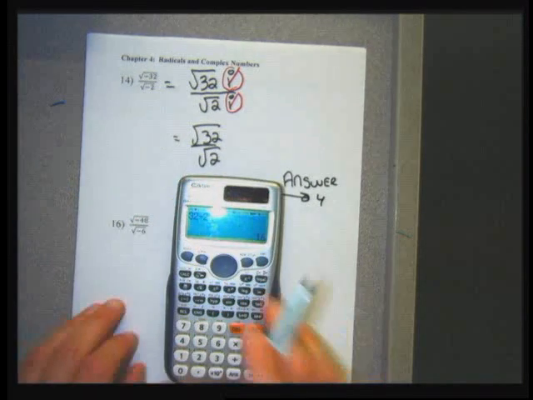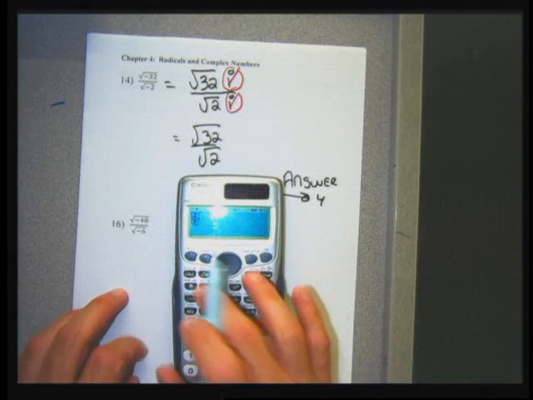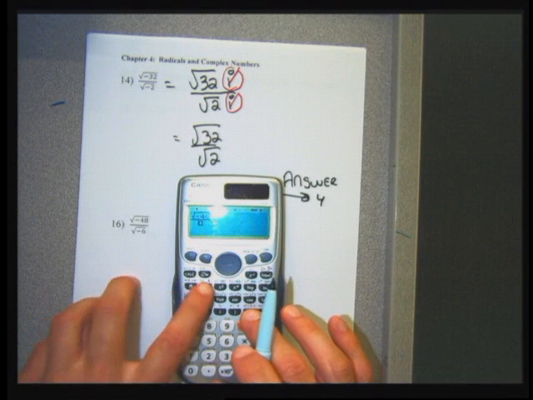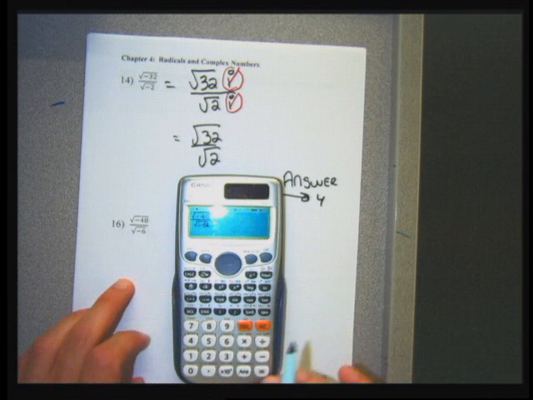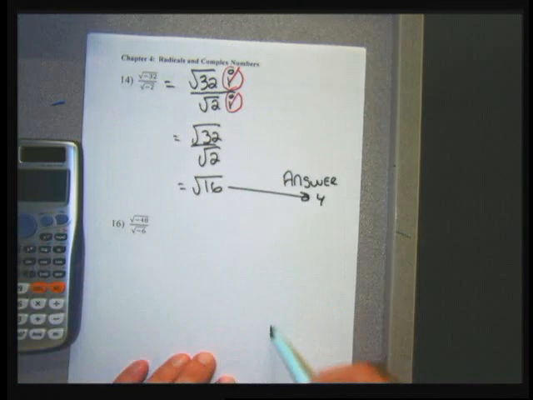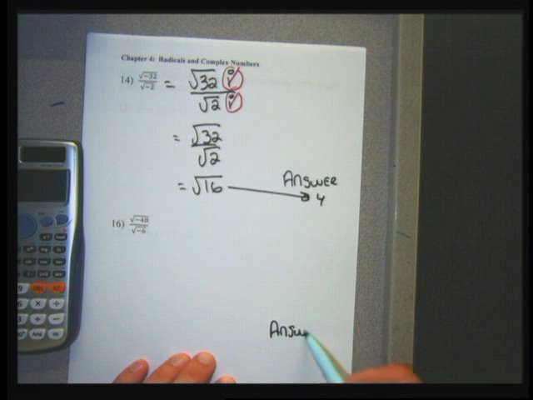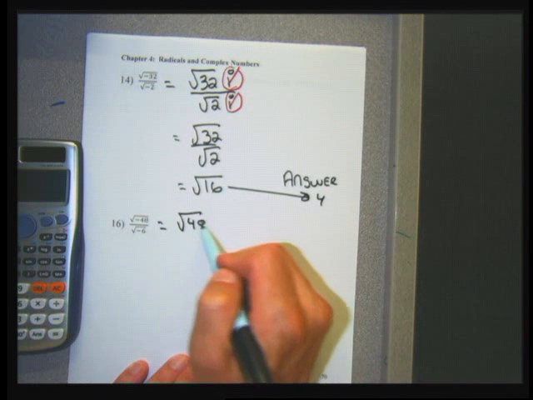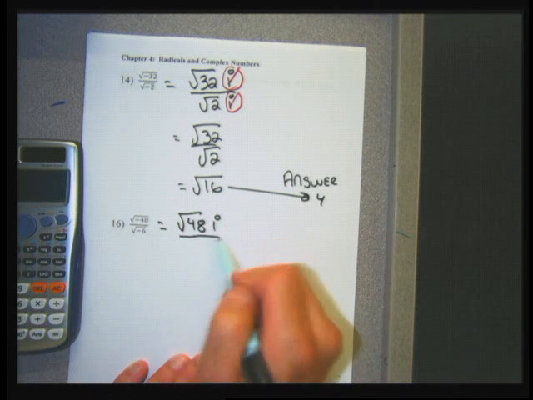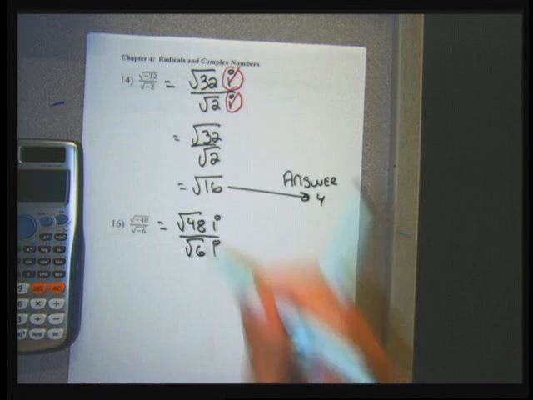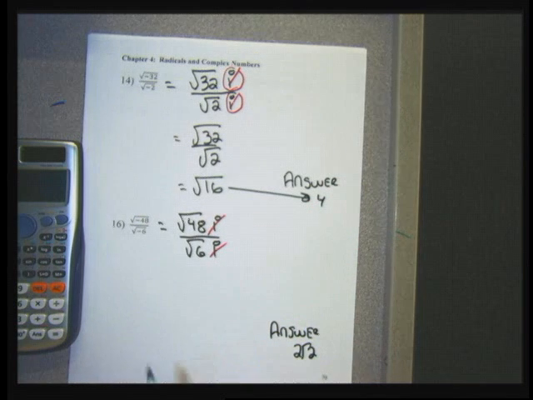Now 16: the square root of negative 48 over the square root of negative 6. The answer is supposed to be 2 square root of 2. And then I'll just show you how to get there by hand. By hand, I'm going to make the numerator the square root of 48 times i, the denominator the square root of 6 times i. Then I'm going to cancel the i's just like I did in the problem above it.